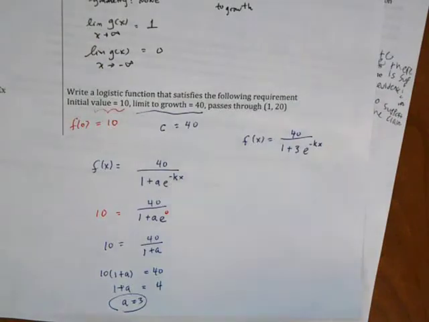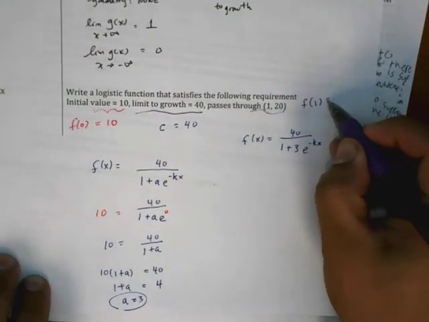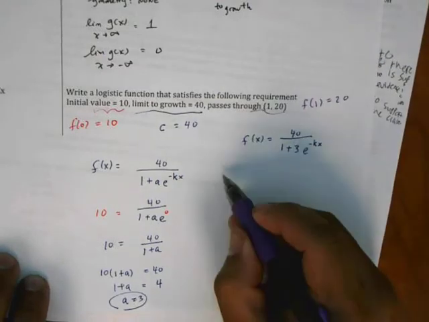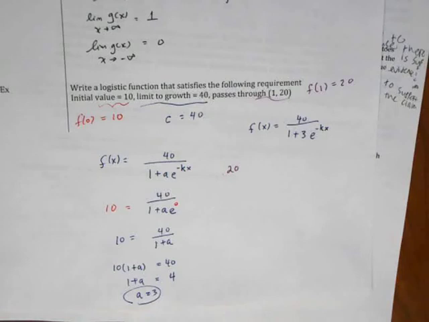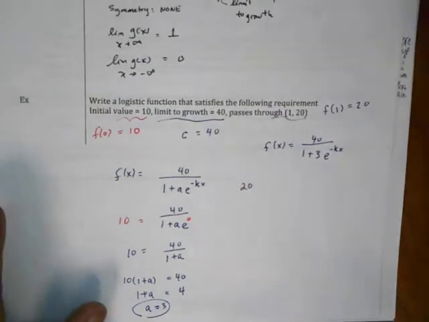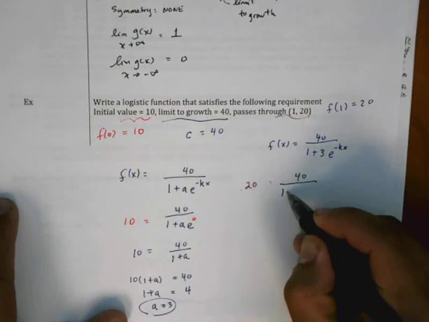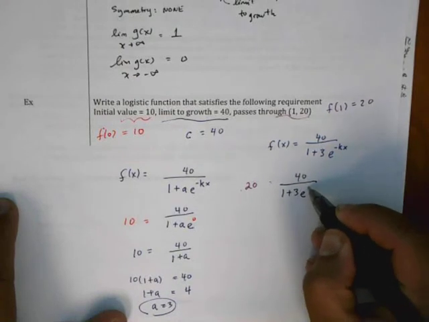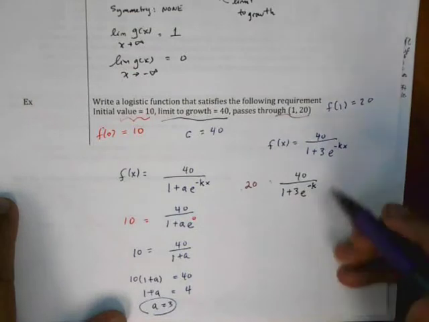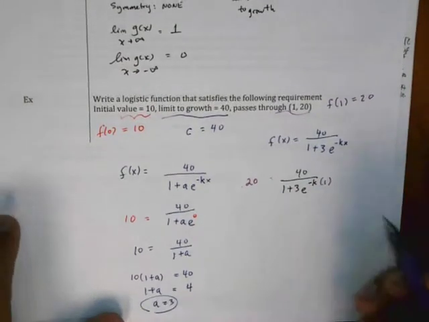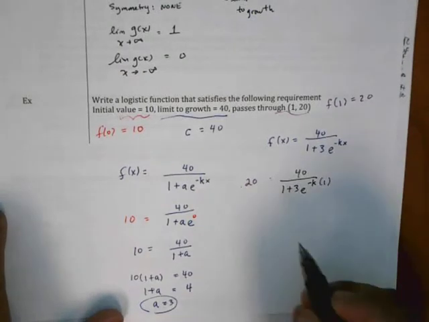So now I'm going to use this point here. It passes through (1, 20). So that means f of 1 is equal to 20. So I'm going to substitute this in. 20 equals 40 over 1 plus 3e to the negative k times 1. And we're going to solve this equation to get k.